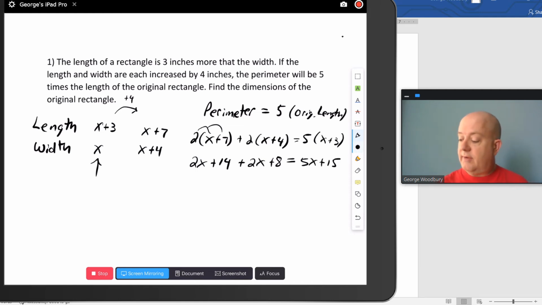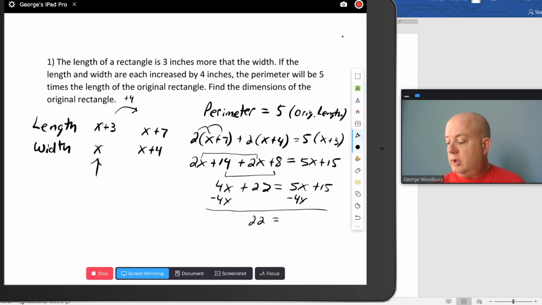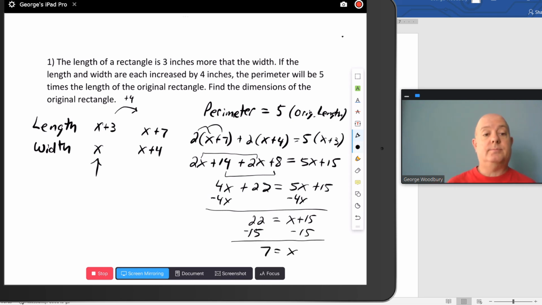Combine like terms on the left. 2x plus 2x is 4x. 14 plus 8 is 22. So we have 4x plus 22 equals 5x plus 15. Let's collect the variables on the right-hand side. I'll subtract 4x from both sides of the equation. That gets me to 22 equals x plus 15. Subtract 15 from both sides to isolate x, and we end up with x equals 7.